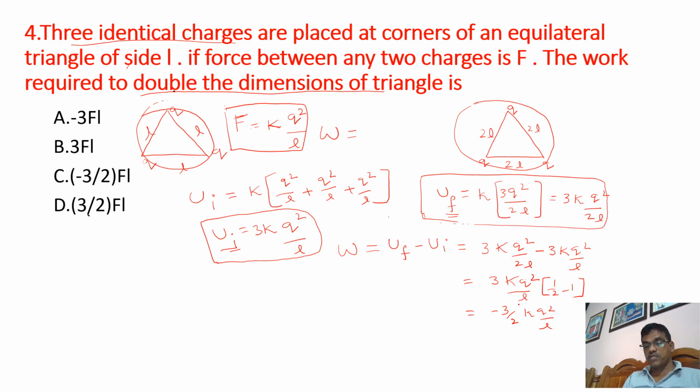So here this term is nothing but like force. So just multiply and divide with L. Finally we will get minus 3 by 2 F L. This is the work done required to double the dimension of the triangle. So the first option is wrong, second option also wrong, third option is right.